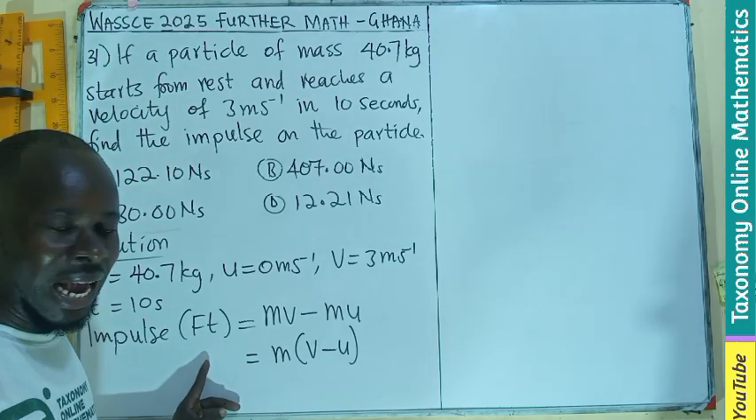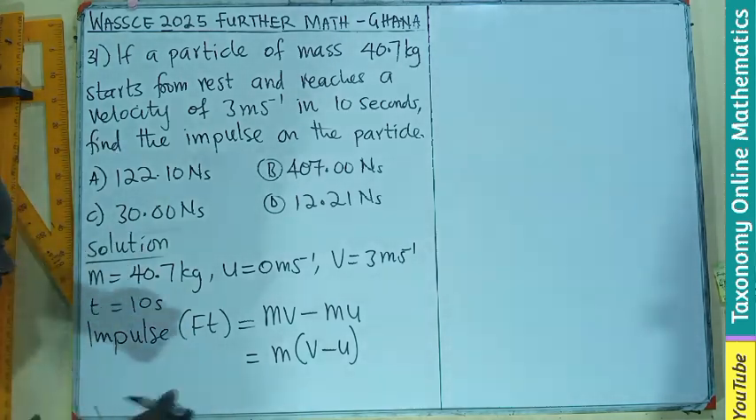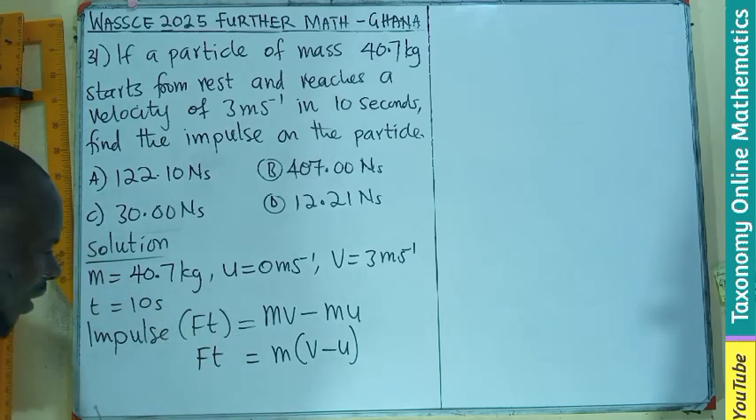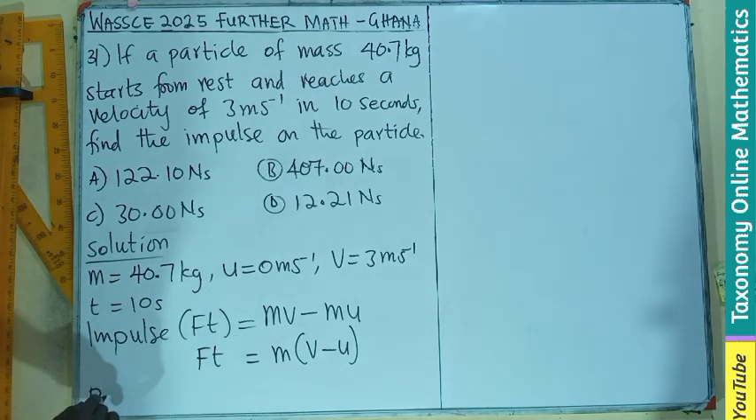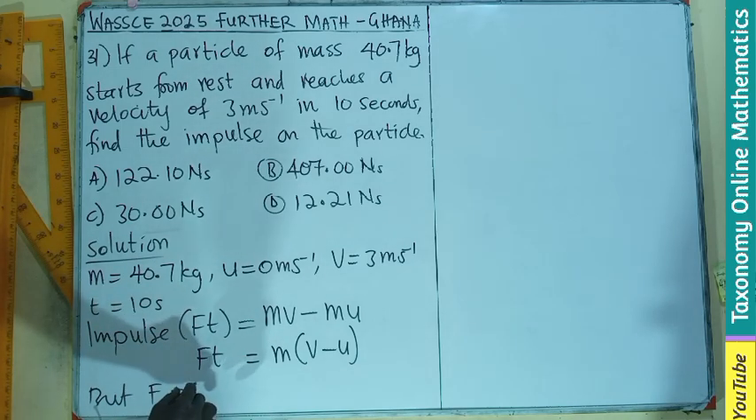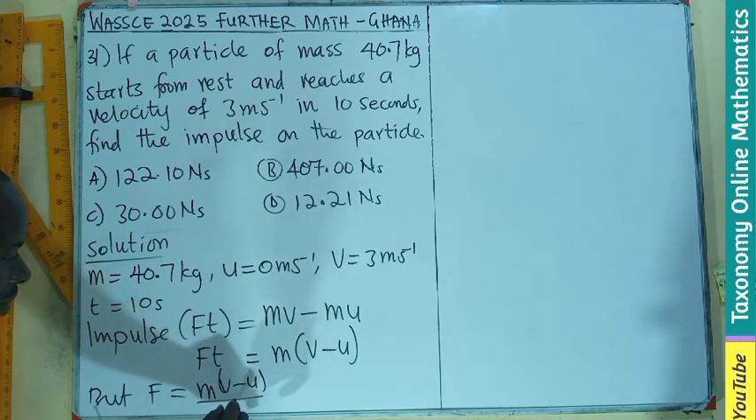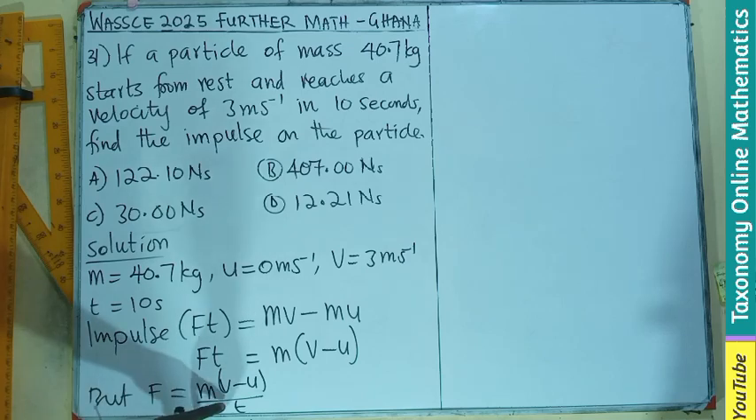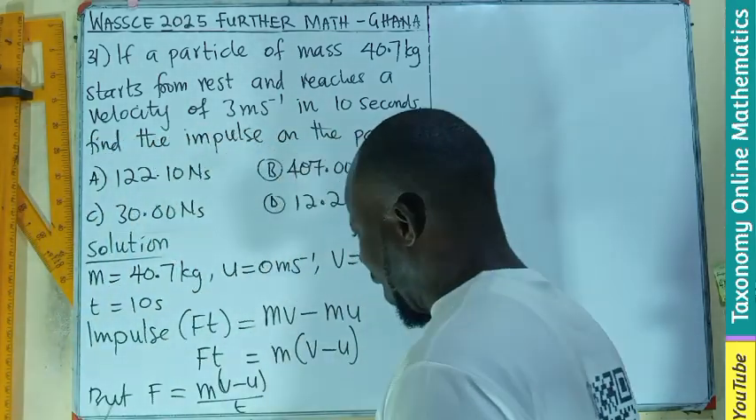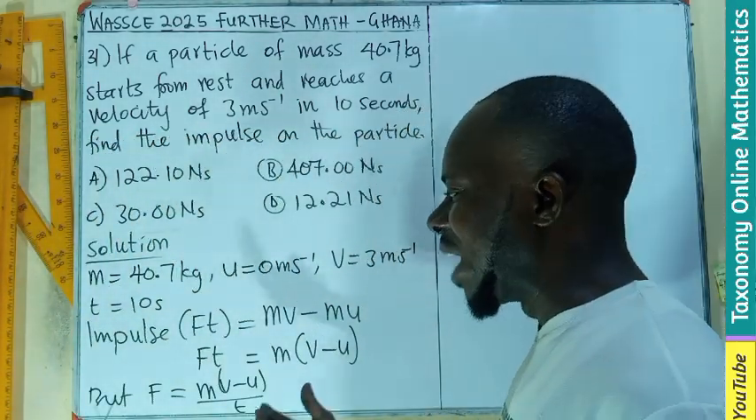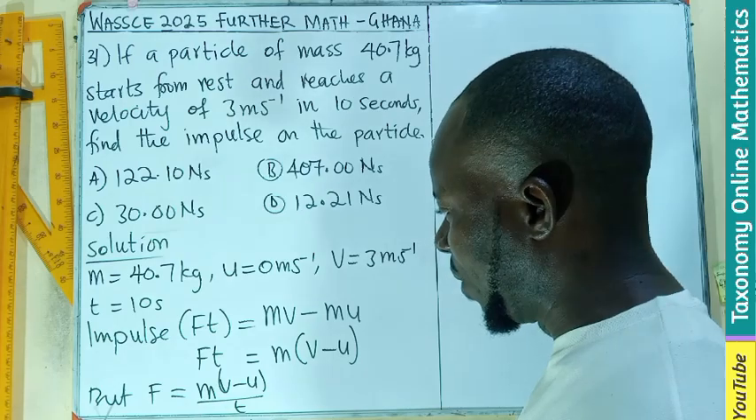How can I find the force? I can find the force first. So this is going to be Ft, and F equals, dividing by t, m(v minus u) all divided by t. This is describing the acceleration: (v minus u) over t describes the acceleration. So let's see, what can I do from here? I need to find that acceleration.